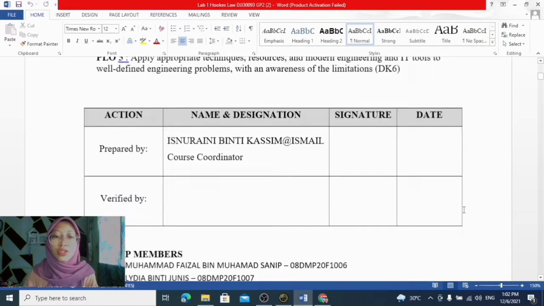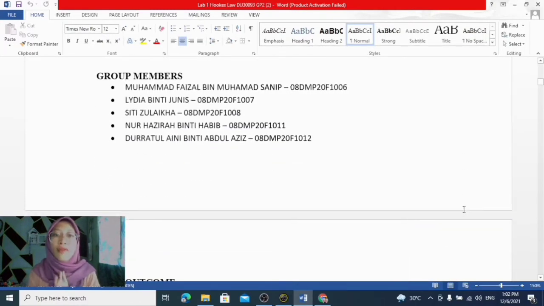First, I will introduce my group members. Muhammad Faizal bin Muhammad Sanib, metric number 08DMP20F1006. Second, Lydia binti Junis, 08DMP20F1007. The third one is me, Siti Zulaika, metric number 08DMP20F1008. Next, Nur Hazira binti Habib, metric number 08DMP20F1011. And the last one is Duratul Aini binti Abdul Aziz, metric number 08DMP20F1012.